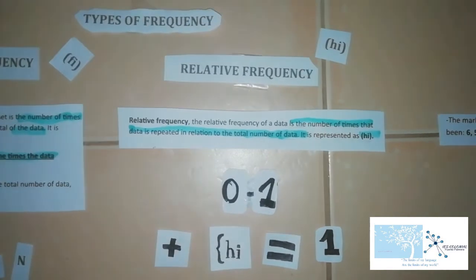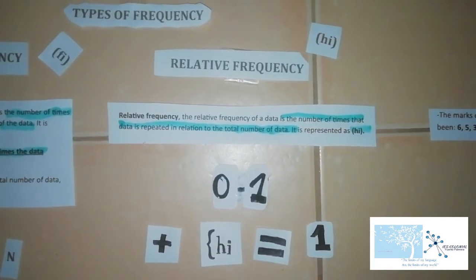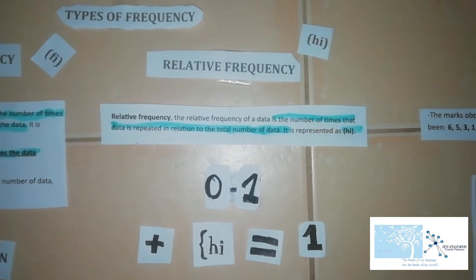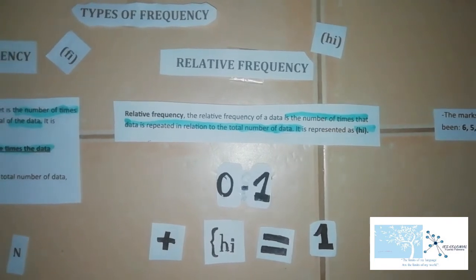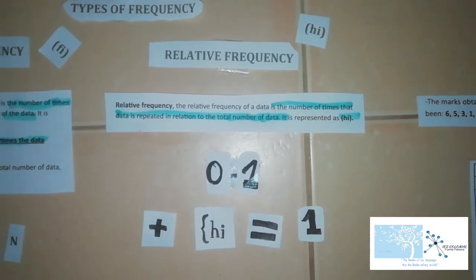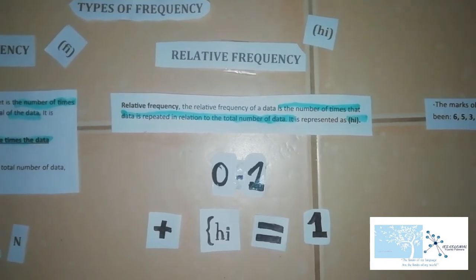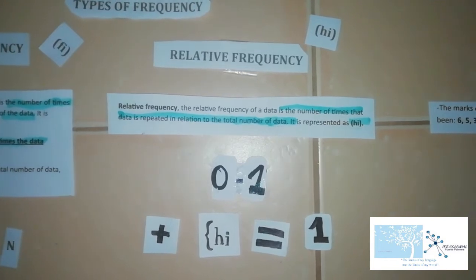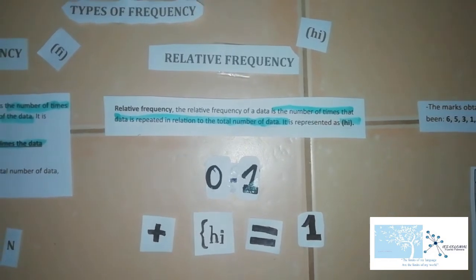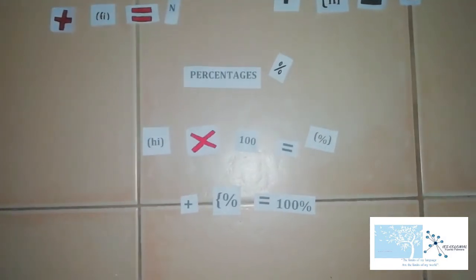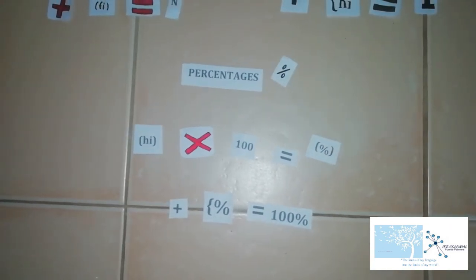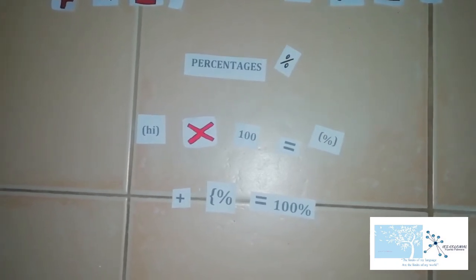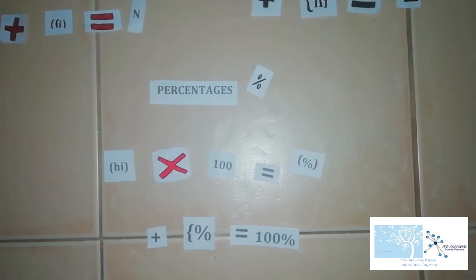Relative frequency. The relative frequency of a data is the number of times that data is repeated in relation to the total number of data. It is represented as hi. The relative frequency is always a number between 0 and 1. The sum of the relative frequencies of all the data in the sample equals 1. Percentage. If we multiply the relative frequency by 100, we get the percentage. The sum of all the percentages equals 100%.